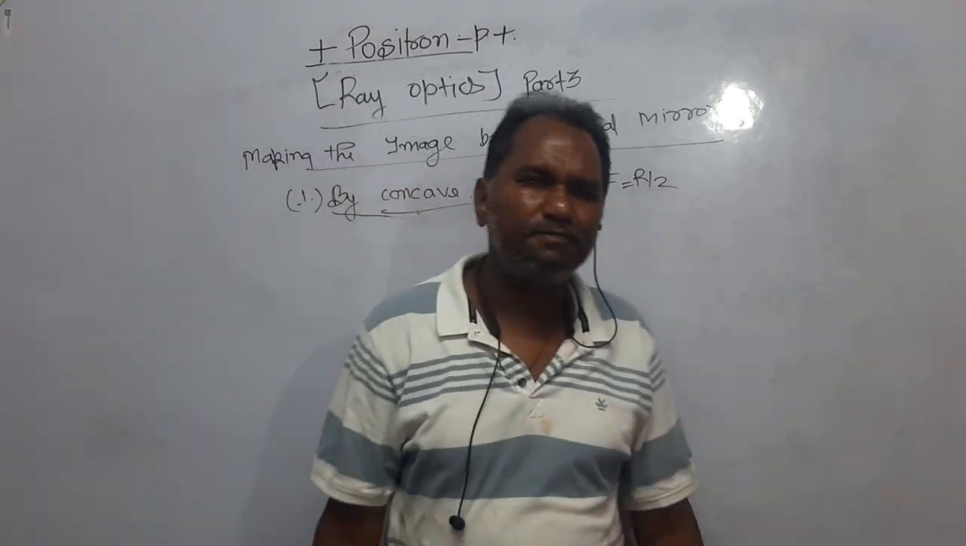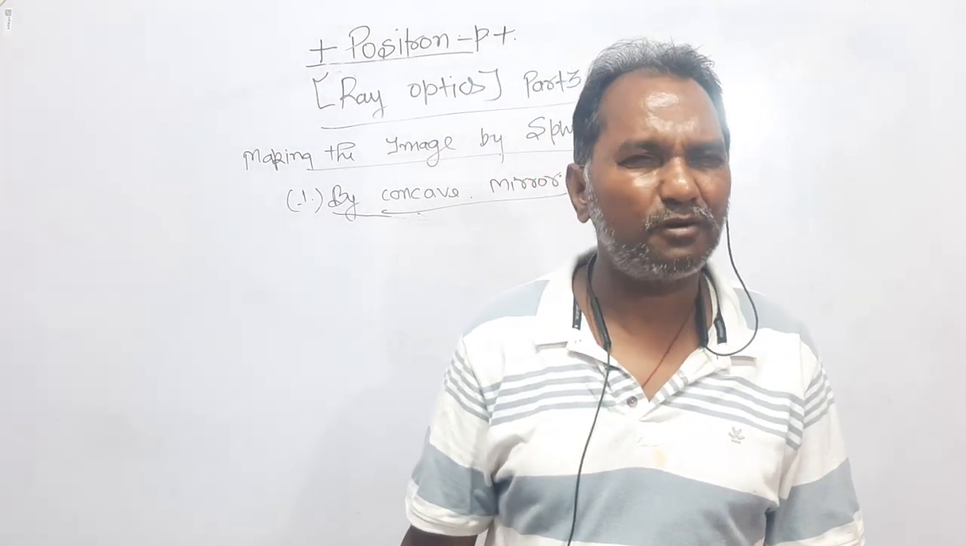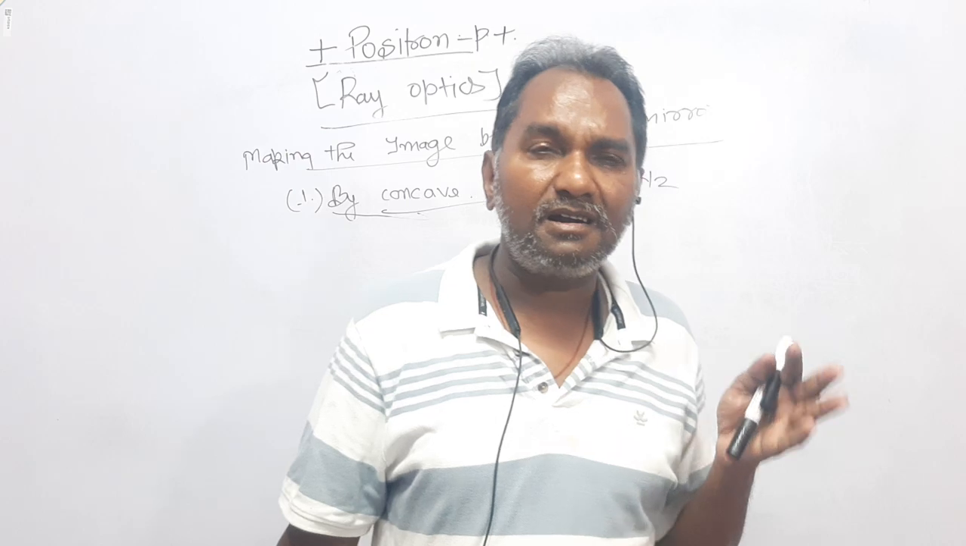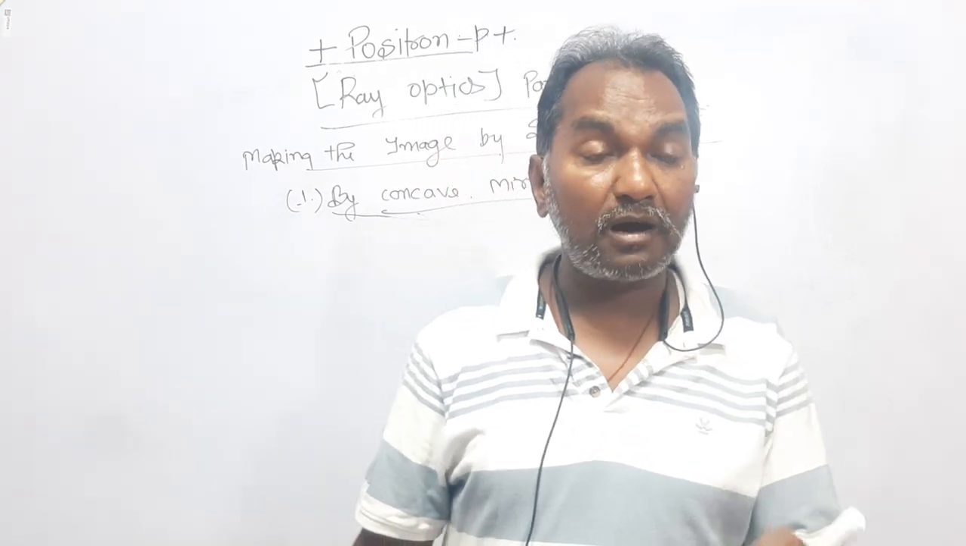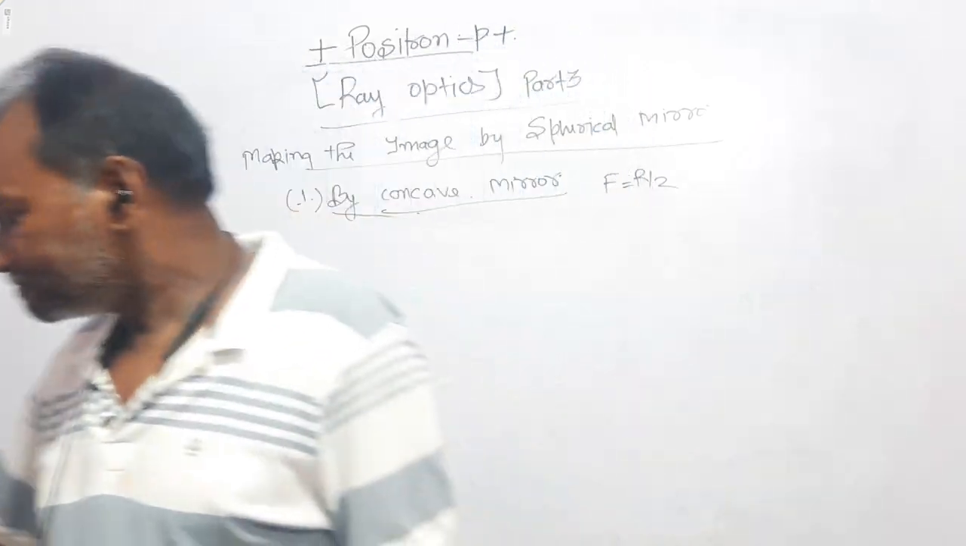So when the object is at infinity, the rays incident on the mirror will be parallel to each other, parallel to the optical axis, you can consider. So either the image will be made at the focus, because you know the rays incident parallel to the optical axis, after the reflection from the mirror, will intersect at the focus. So either the image will be made at the focus or the image will be made at the focal plane.